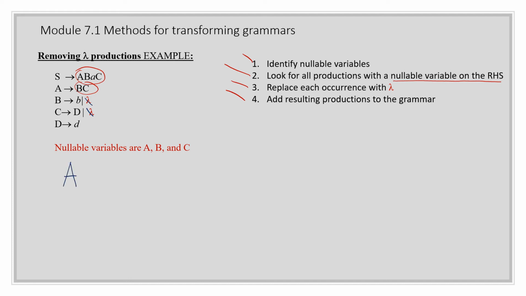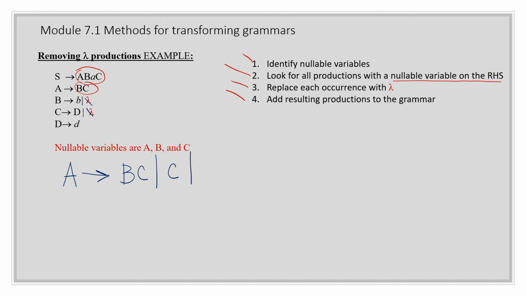We'll change our productions, so you replace each occurrence with lambda. But we're not going to do that, because that's the whole point: we don't want to have any lambda productions, any productions with lambda on the right-hand side. So we just take this production, then we'll replace the B, so we have this production.